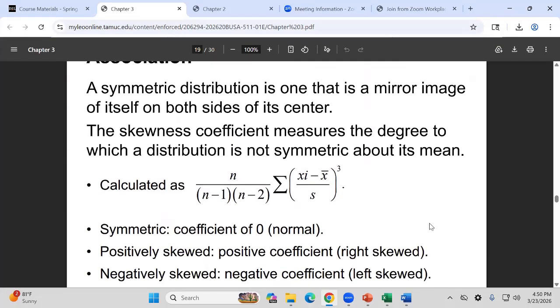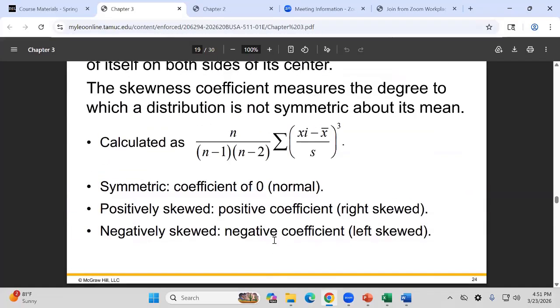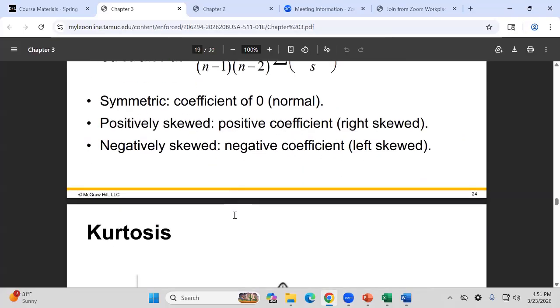This is how you calculate. When you are given a data set, you calculate the symmetric coefficient. Just remember where you can find this equation. You are not to remember the equation itself, right?